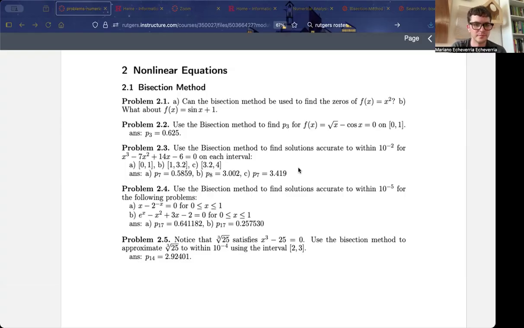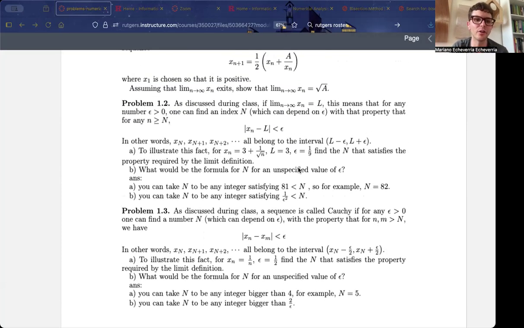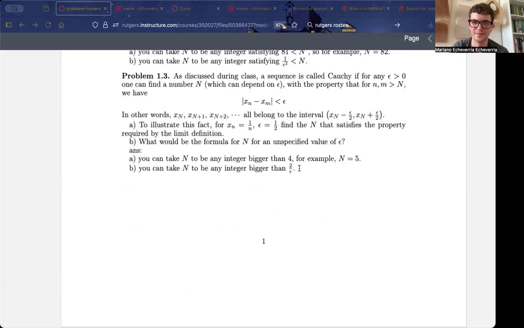I just had a quick question about 1.3 on this. Of the Cauchy one? Yeah. I don't really understand A. Is there any way that you can go over that? So let's see. Find the n. What is the sequence? Did I write that? Oh, I wrote the sequence as 1/n.